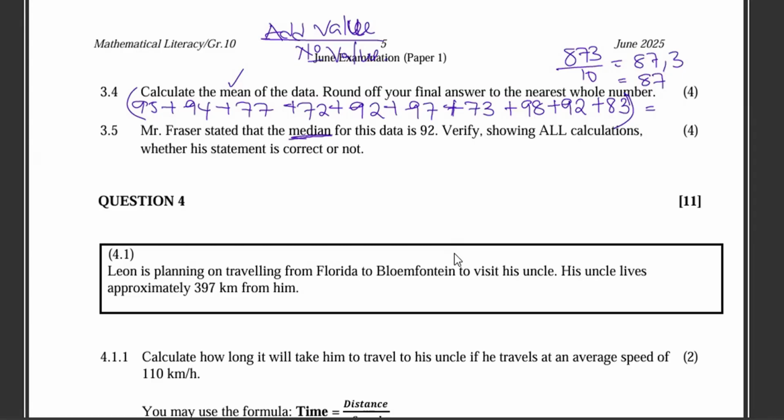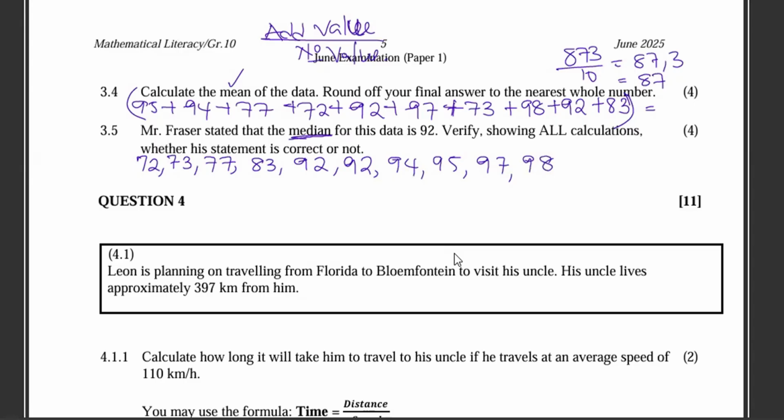So from smallest to biggest, we have 72, followed by a 73, followed by a 77, followed by 83. We have a 92, another 92. We have 94, then 95, followed by 97, and finally 98. So there are 10.